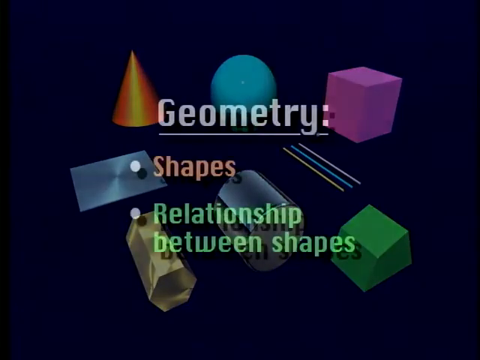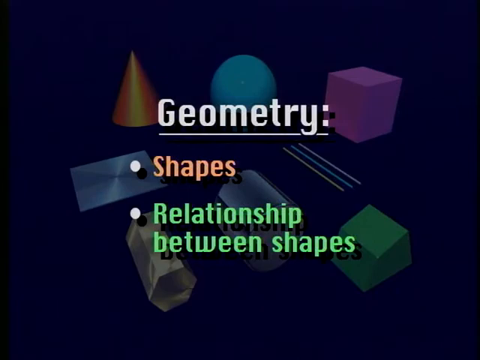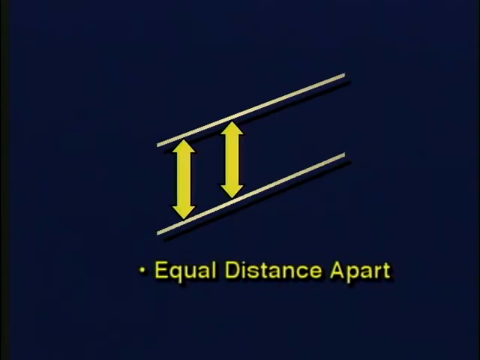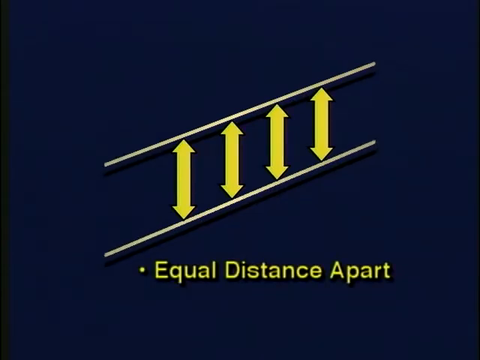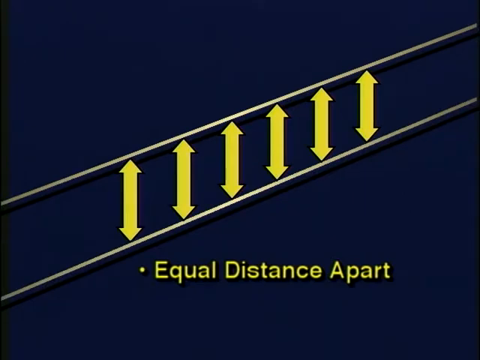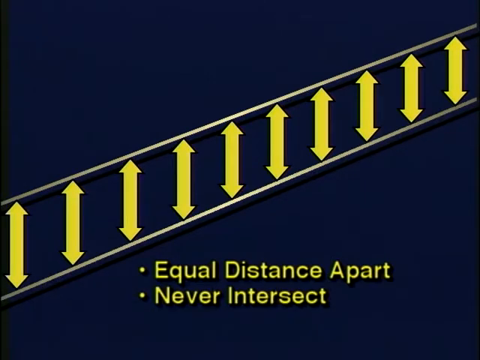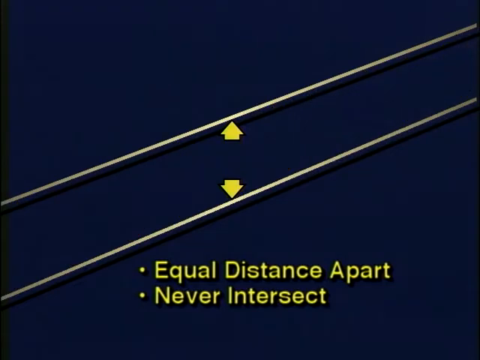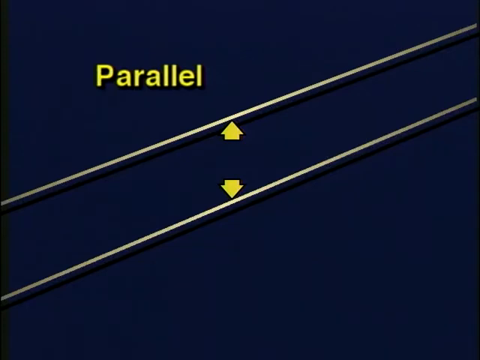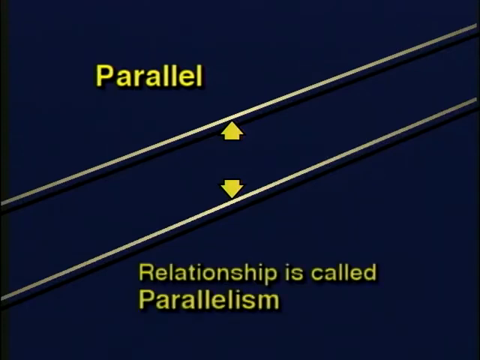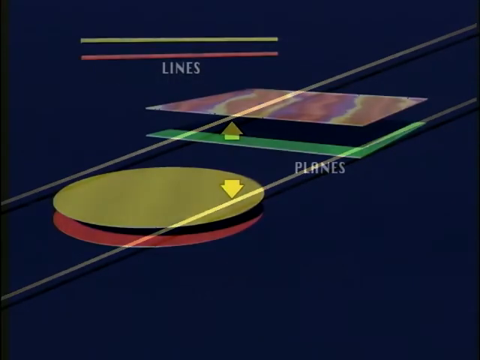Now, geometry deals with not only shapes, but also the relationship between shapes. For example, imagine 2 straight lines. At any point along their lengths, the distance between the 2 lines is the same. Even if these lines were extended in infinite distance, they would never intersect each other. These 2 lines are said to be parallel. This relationship between geometric shapes, such as lines or planes, is called parallelism.